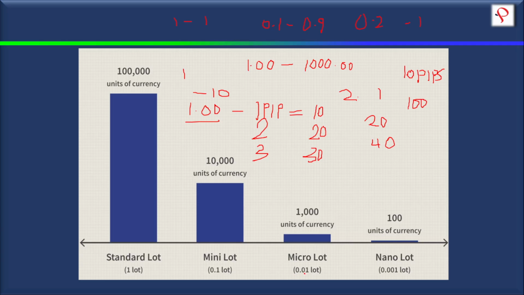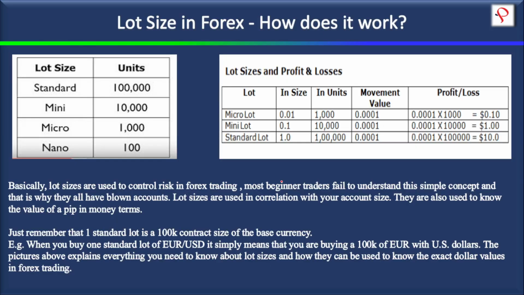And then for every micro lot, every 1 pip movement is 10 cents. It's 10 cents for every 1 pip movement using the micro lot size. Then for every 10 pip movement the market made using a 0.01 lot size, it's equivalent to $1. Is that clear? All right, so let me show you a picture here to explain it further.